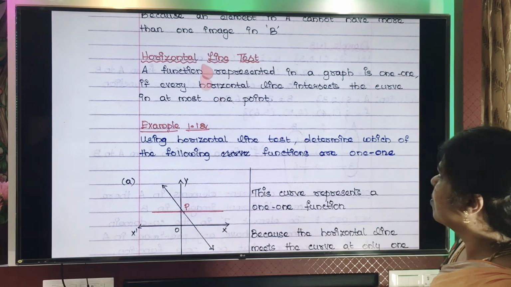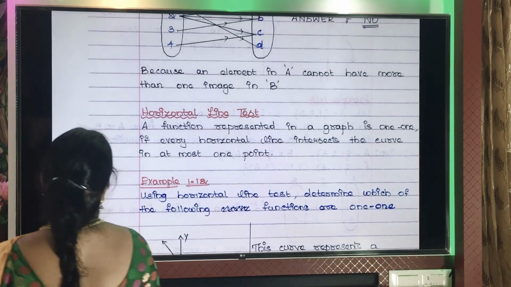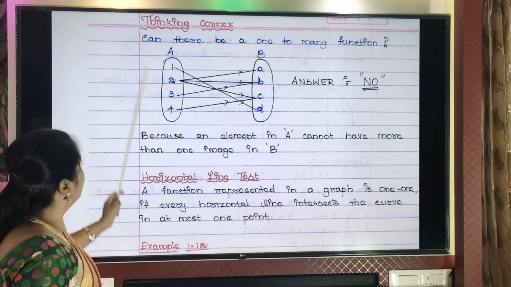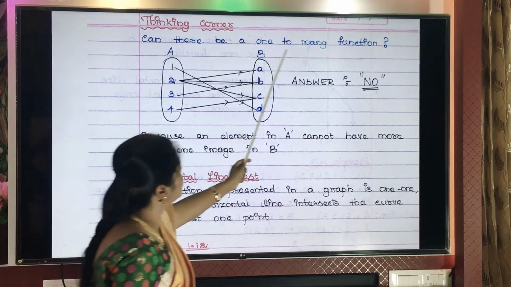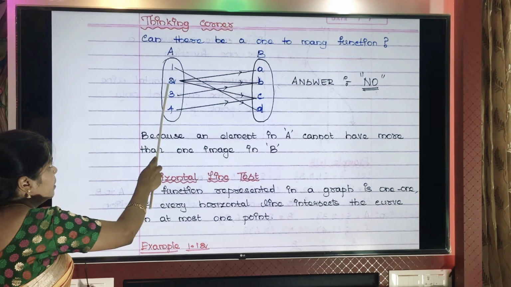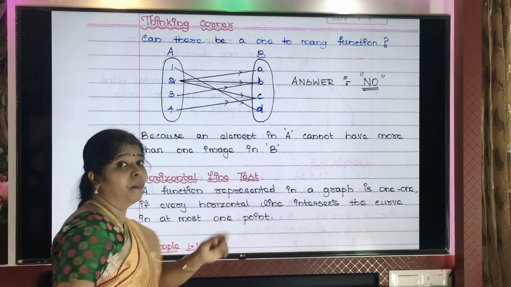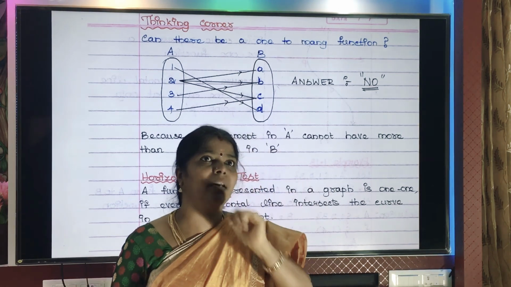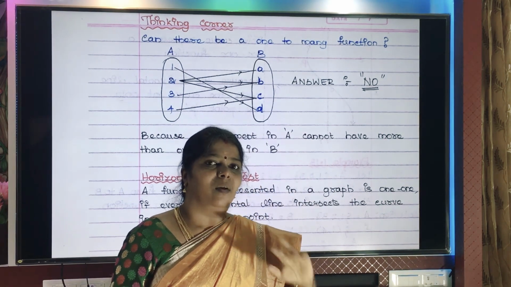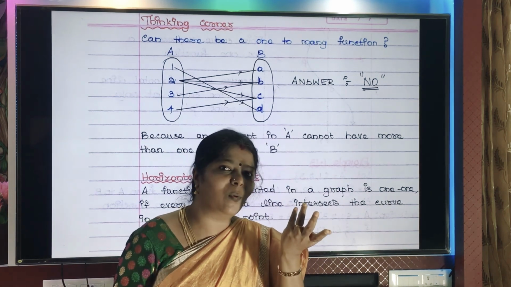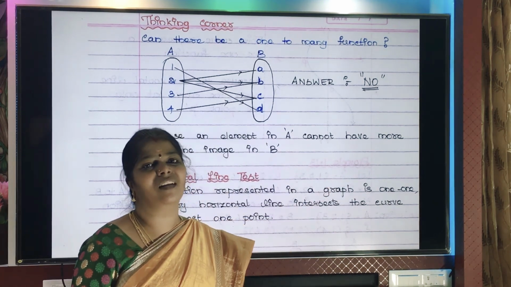Now, let us see the next concept. There is a thinking corner. See, children, can there be a one-to-many function? We have seen many to one. Immediately some children will think, many to one is a function, so conversely, can one to many be a function? No, it cannot be a function at all.